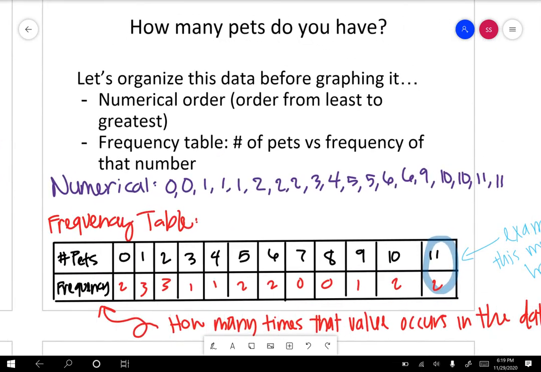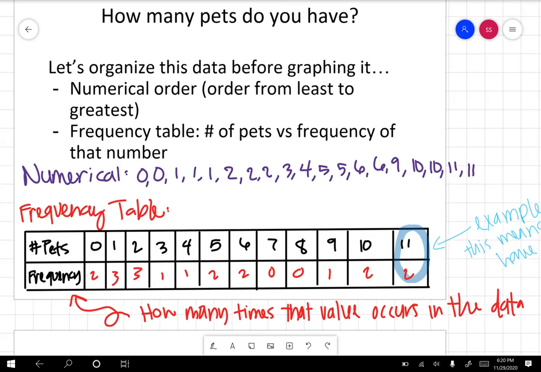So let's first talk about this. We're going to organize the data before we even start graphing it. There's two different ways that I want you guys to get familiar with organizing data. In numerical order, and that's going to be especially important when we do box plots, where we need to find the median, and then also in a frequency table. So I did both of those already, just to kind of save some time on the video.